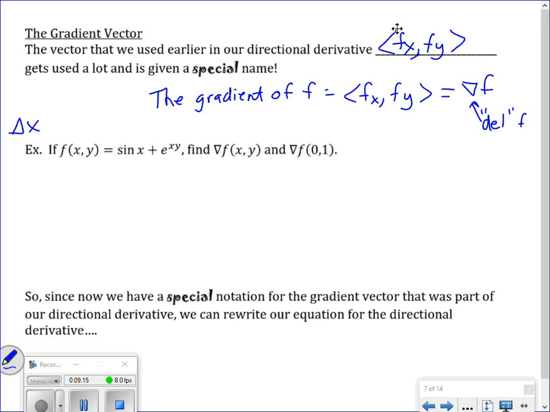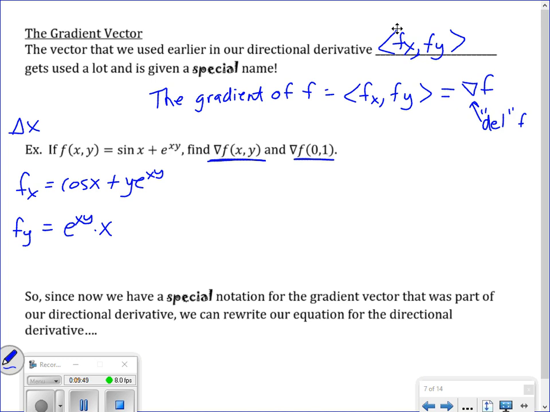So if somebody, like in this next example, says to find del f at this place, we're just going to do what we've done before. It's just a different way of asking the same thing. So I'm going to find fx and fy, plug in my numbers, and there will be del f. The derivative with respect to x gives cosine x plus e to the xy, and xy's derivative with respect to x is y, so I'll put that here. And then sine x for fy goes away, so I'll just have e to the xy times x, because it's the derivative with respect to y.